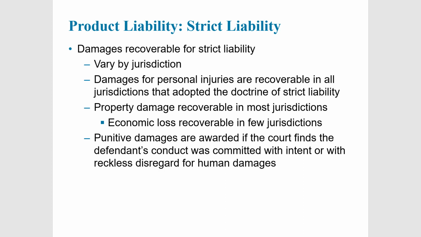So the damages recoverable for strict liability vary by jurisdiction. The damages for personal injuries are recoverable in all jurisdictions that adopted the doctrine of strict liability. Property damage is recoverable in most jurisdictions. Economic loss is recoverable in very few jurisdictions. And punitive damages are only awarded if the court finds the defendant's conduct was committed with intent or with reckless disregard for human safety. And that's true with a lot of punitive damages instances. We really have to show that somebody did something intentionally wrong or recklessly wrong to get punitive damages awarded.